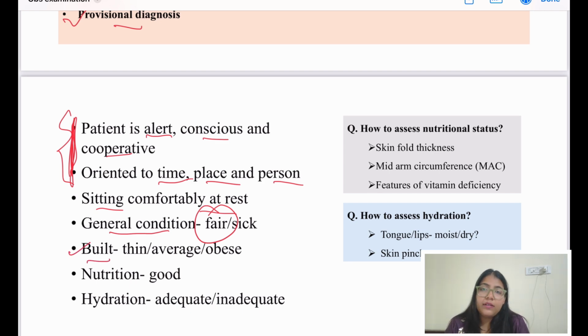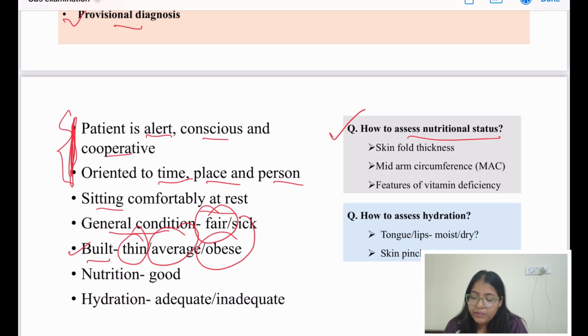how is her build? Is she thin built, average built or obese, because build is important. In case of an obese patient, obesity may have many complications. Similarly, a thin patient may have complications of nutrition, anemia, and then subsequently IUGR, etc. So while you present the case, the examiner may ask you how will you assess the nutritional status of the patient.